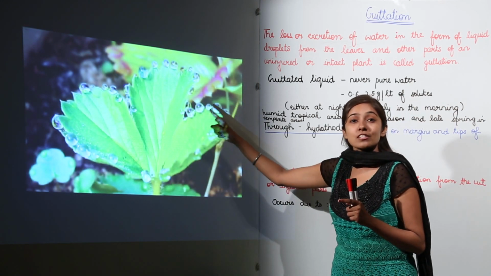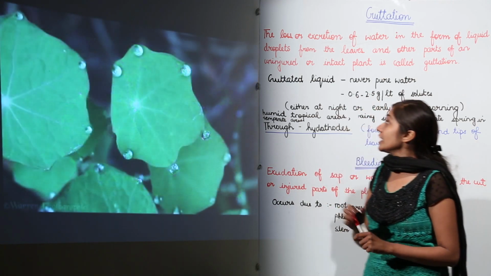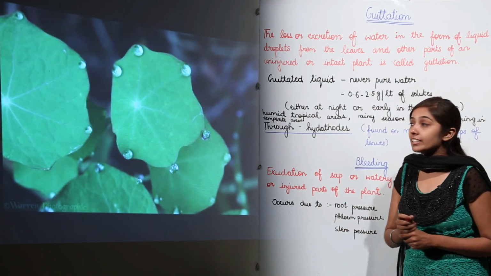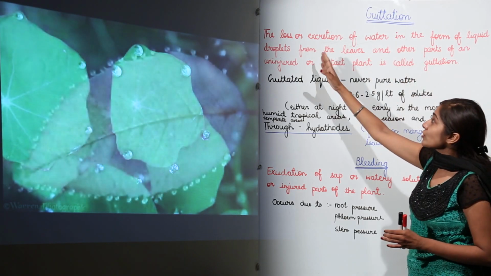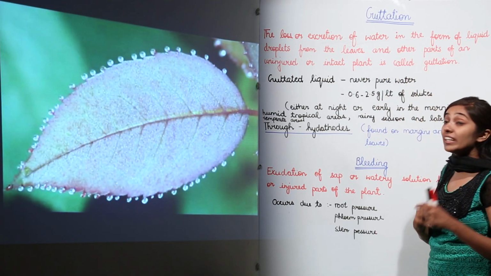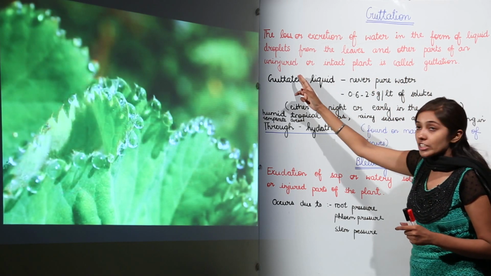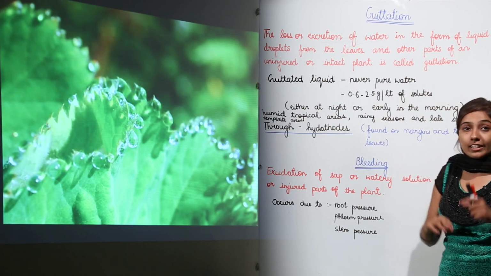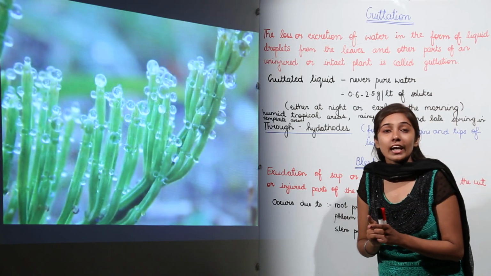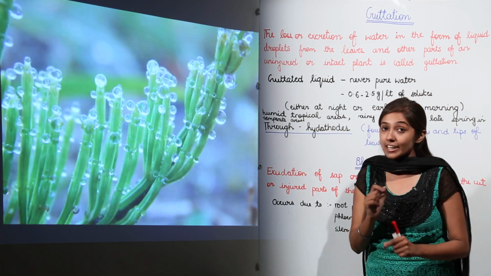These drops are present only at the margins of the leaf. So let's define what guttation is. Guttation is the loss or excretion of water in the form of liquid droplets from the leaves and other parts of an uninjured or intact plant. Remember, here I am using the words uninjured or intact plant.